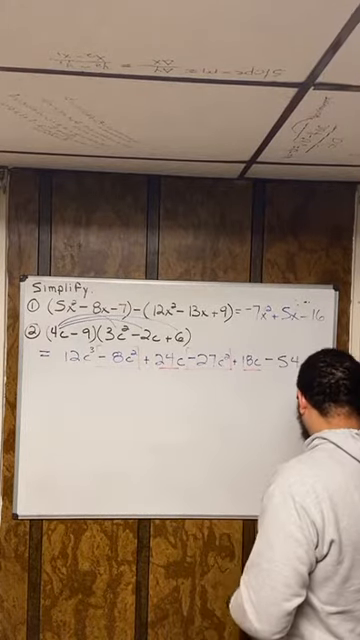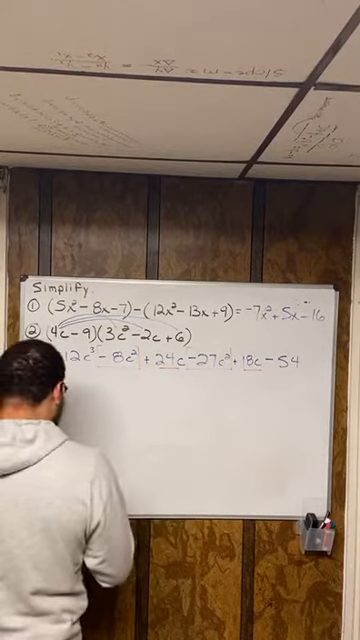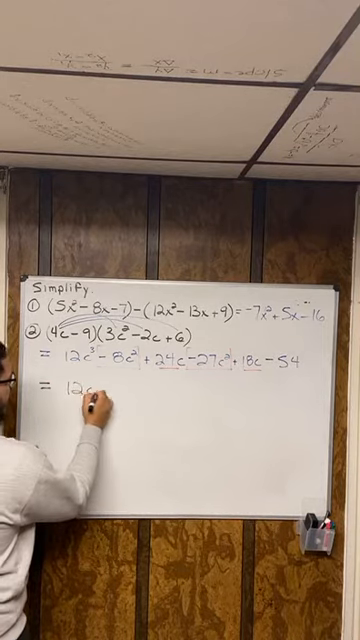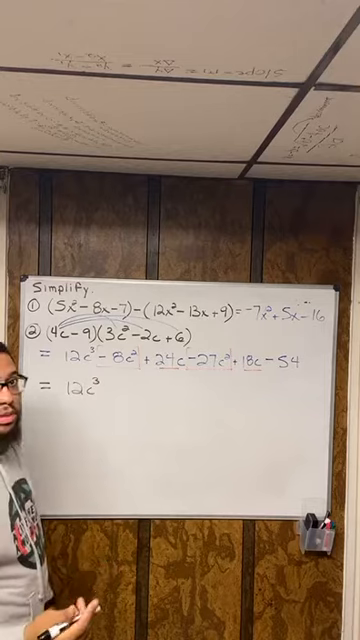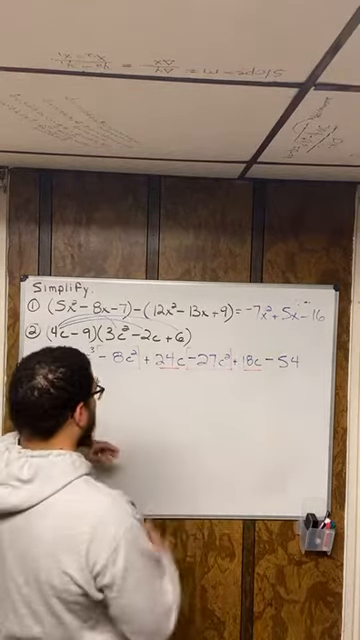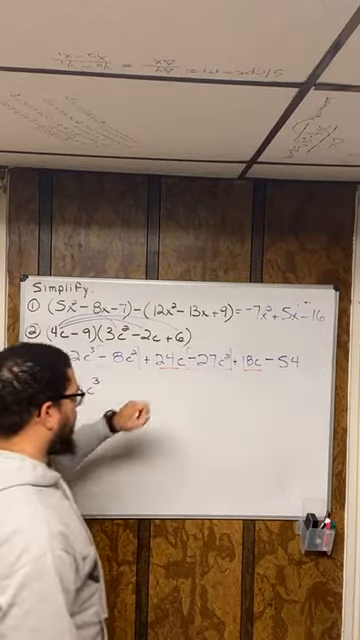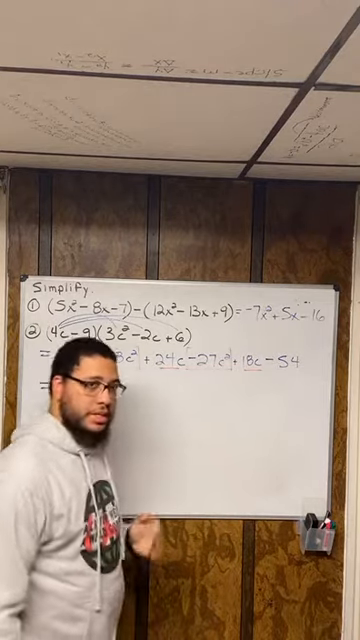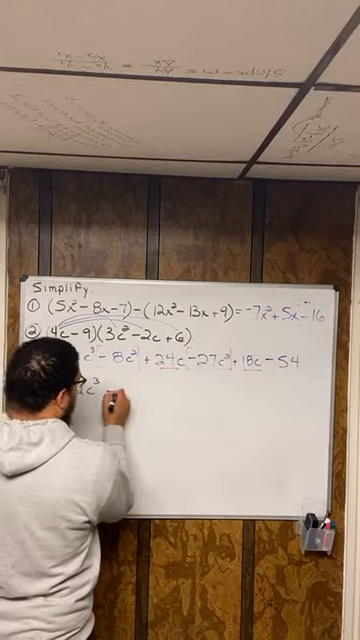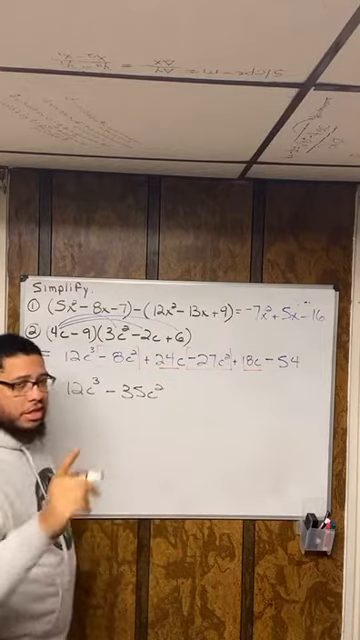All right. Now, time to write the answer. So we know that, write your equal sign. We know that 12c to the third is part of your answer. Or you might call it 12c cubed. That's cool too, right? Then your c squared terms, you need to combine those. So negative 8 minus 27. What is negative 8 minus 27? Negative 8 minus 27 is negative 35. So that's going to give you negative 35c to the second.